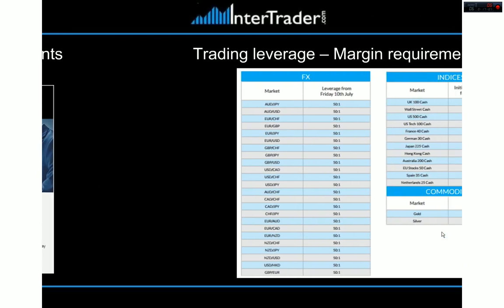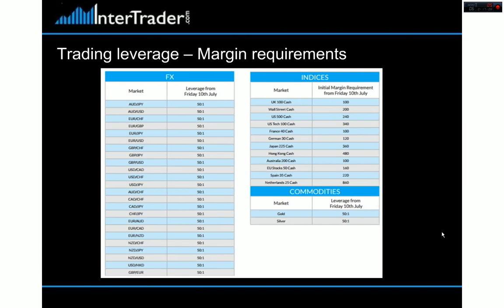And you can see that leverage for every product changes. Okay, so 50 to 1 for the currencies. For Netherlands cash, 860. For the Wall Street, 200. All these different products will maintain different amounts of volatility, different amounts of risk, and therefore they will cost you more or less money to trade.